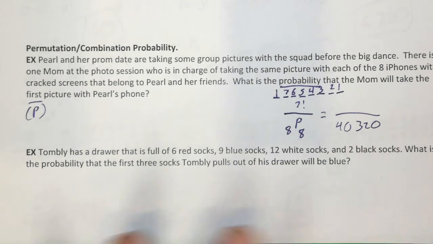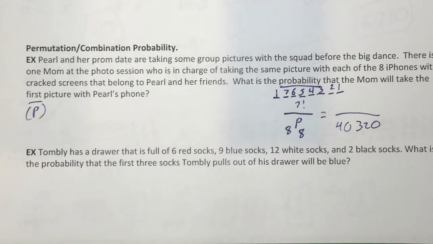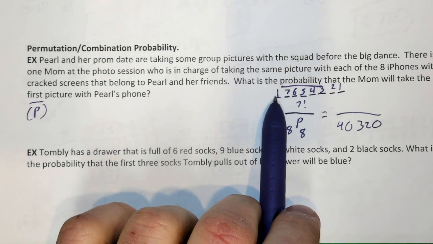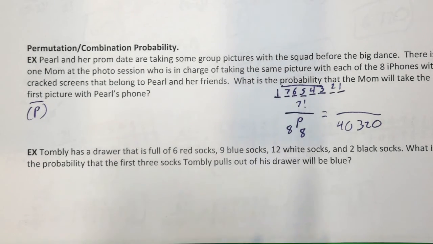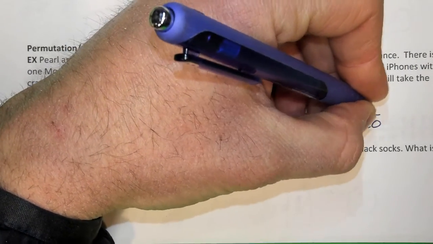There wasn't a lot of talk of 7s in the problem, but all of a sudden a 7 is showing up right here. And once again, that's because Pearl's phone was first. There should be an 8 right here, but we're being very specific, and there's only one choice we want for the first position. And that is going to create a large value of 5,040.